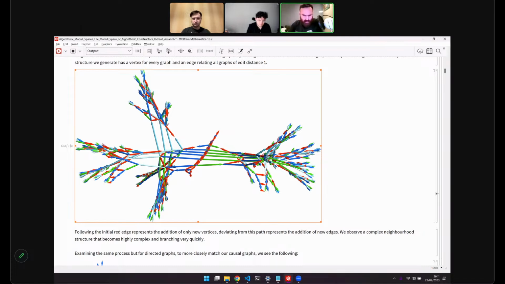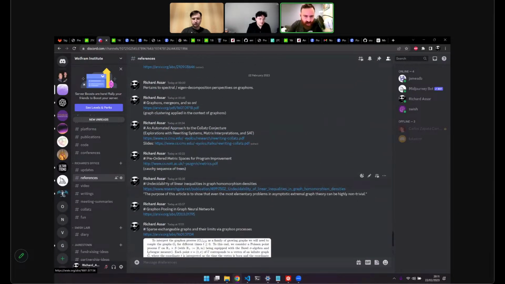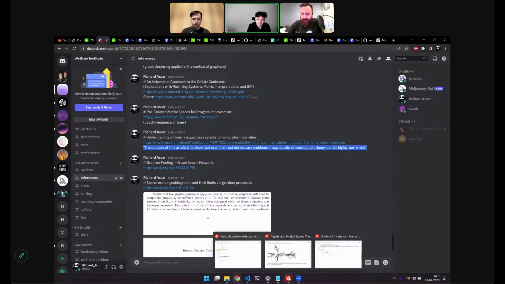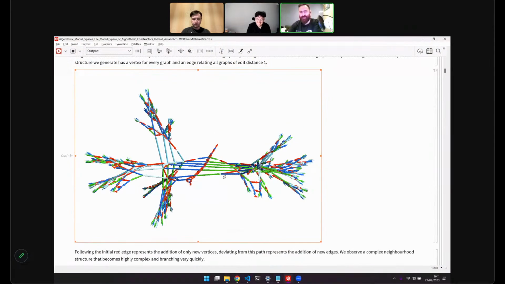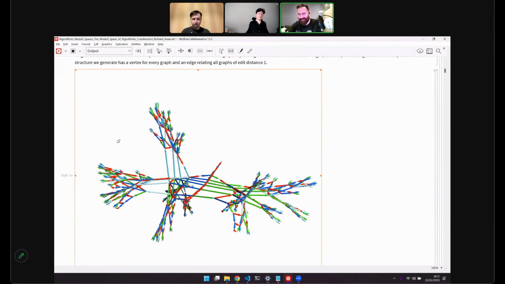And actually, that was why I was looking at that decidability. Where was it? Yeah, it was actually undecidability of linear inequalities in graph homomorphism densities. This is exactly the same kind of thing. The purpose of the article is to show that even the most elementary problems in asymptotic extremal graph theory can be highly non-trivial. So it's encouraging. We have our work cut out for us, but we can end on this nice graphic.